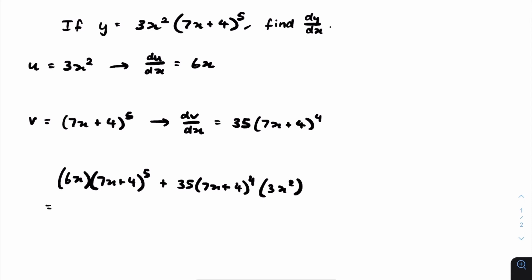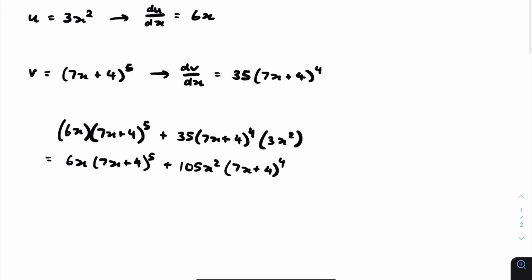And now we just need to do a lot of simplification. So that just gives us 6x times 7x plus 4 to the power of 5 plus, and then 35 times 3x squared is 105x squared times 7x plus 4 to the power of 4. And now we can actually factor out quite a lot. We can factor out a 3, an x, and a 7x plus 4 to the power of 4, which gives us, let's do all that.